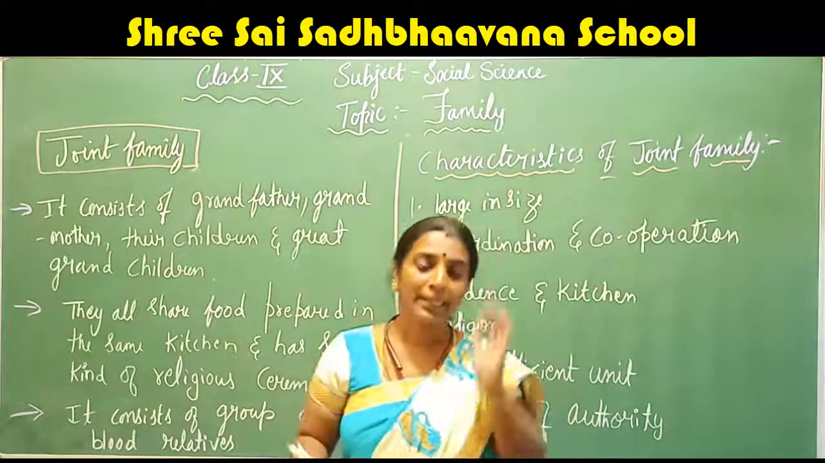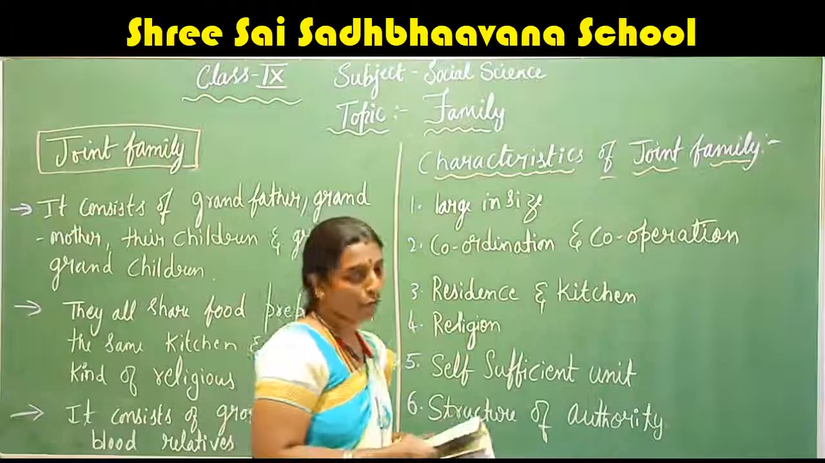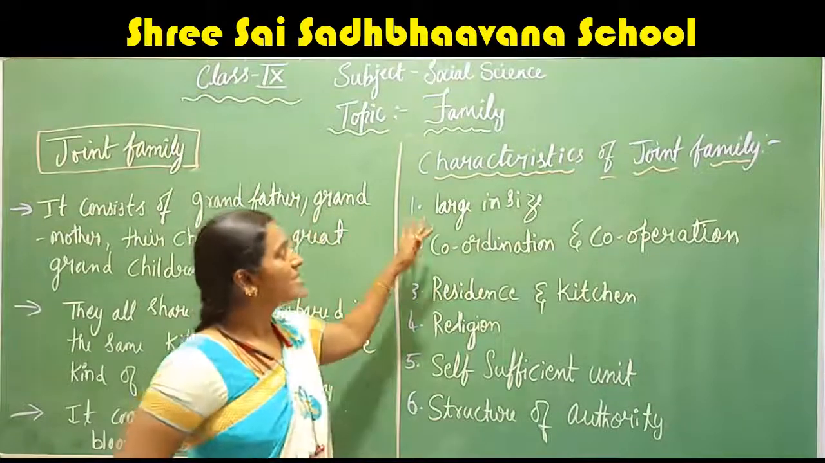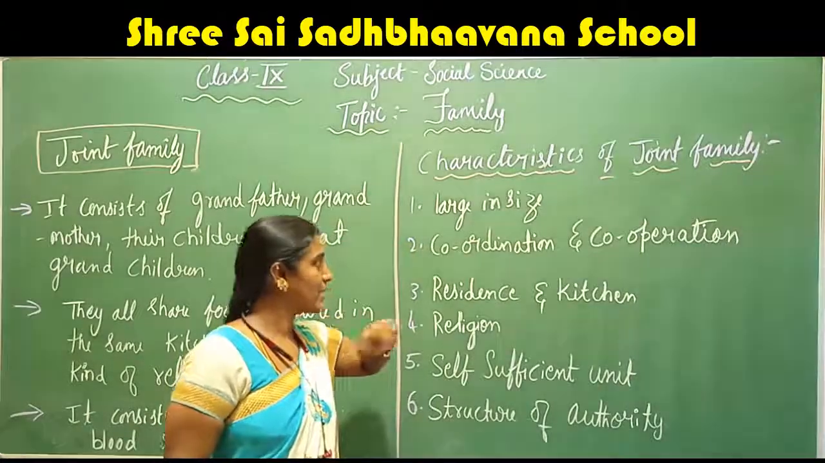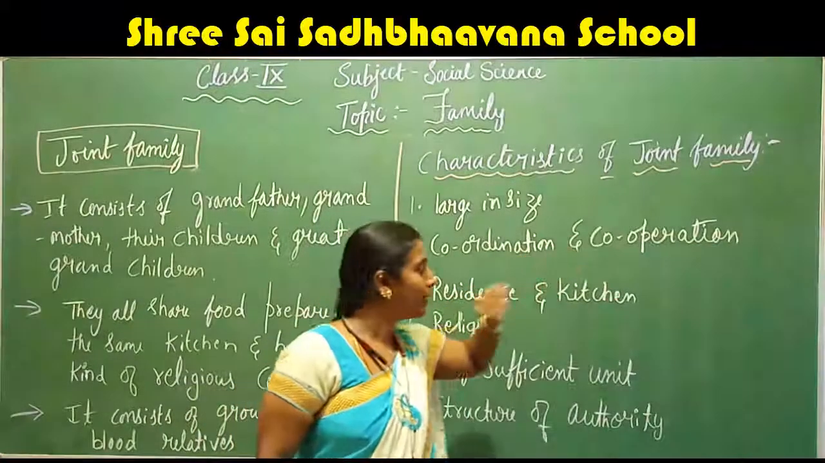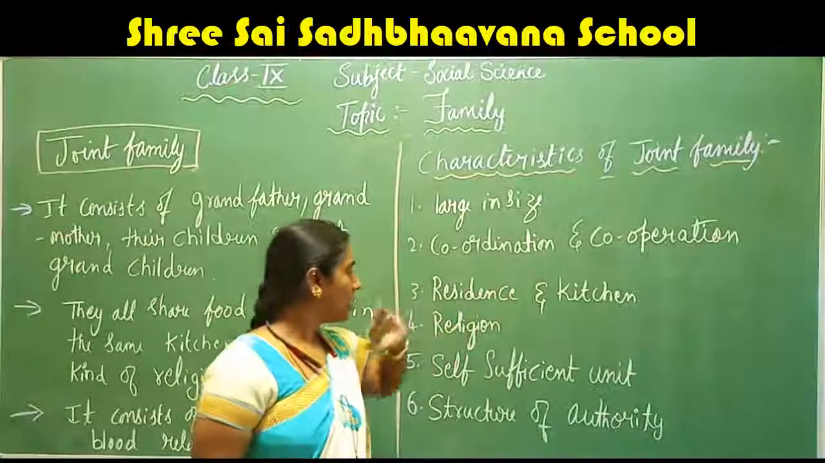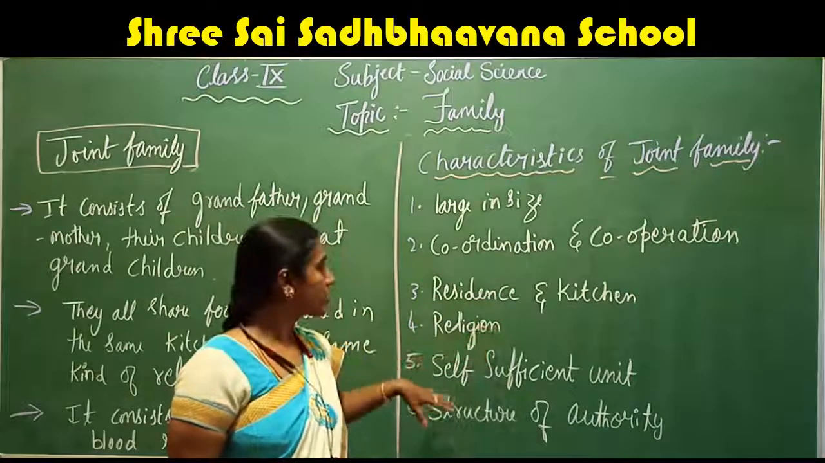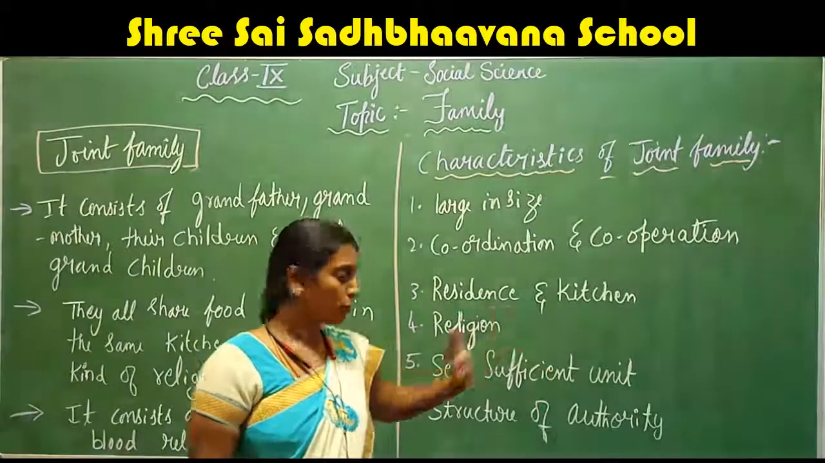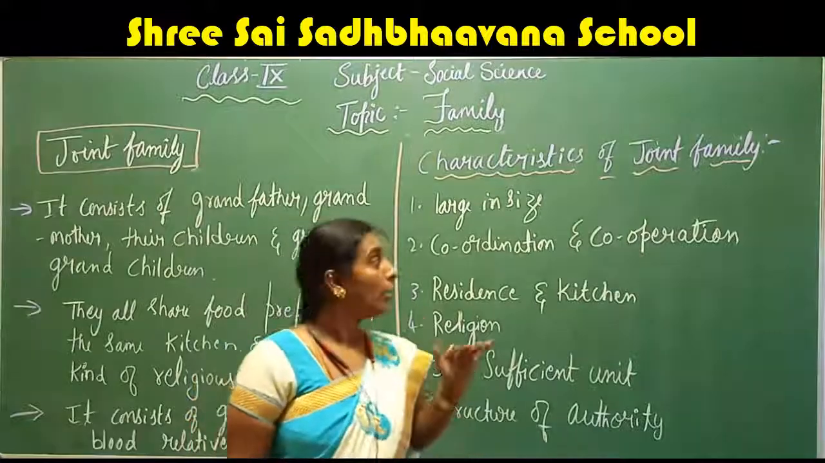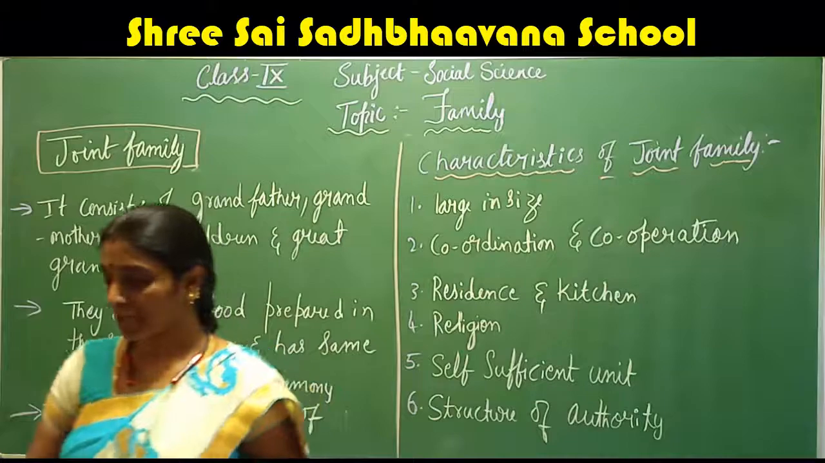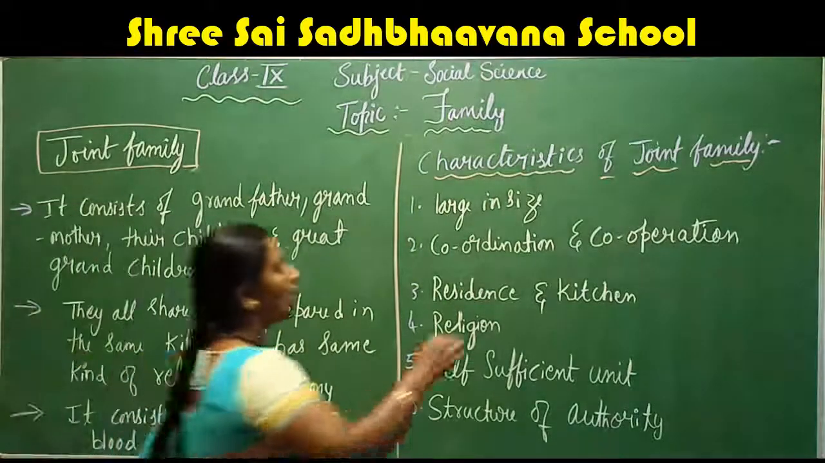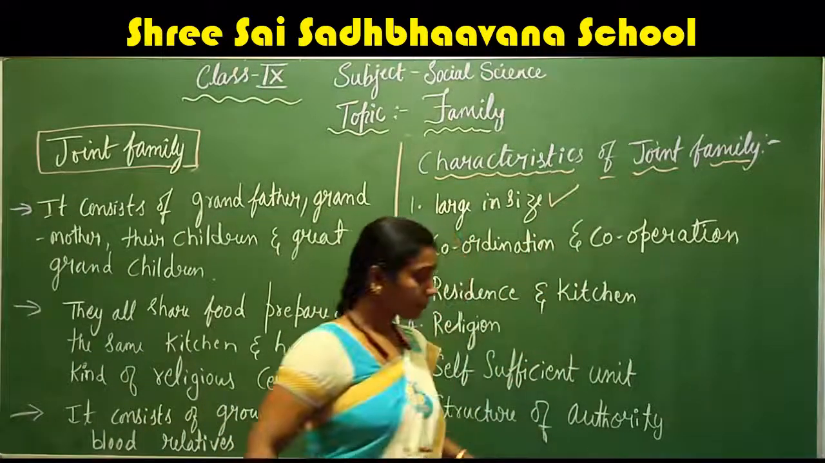Okay, we will continue with the characteristics, children. Characteristics of joint family. The first one, it is large in size. When you consider a nuclear family, it is small in size. Coordination and cooperation will be there. The residence and kitchen, and also about religion, we are going to study now. Self-sufficient unit and also structure of authority. We'll start with the first point, that is large in size.